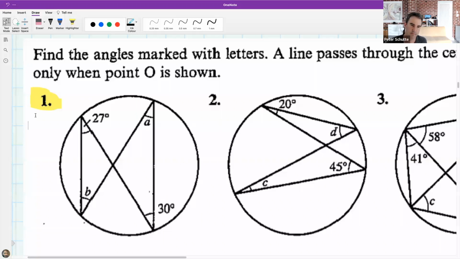Find me A and B. And while you do that, I'm going to get some water.